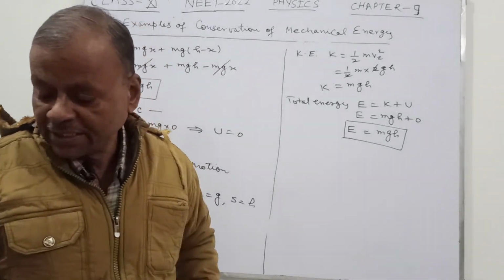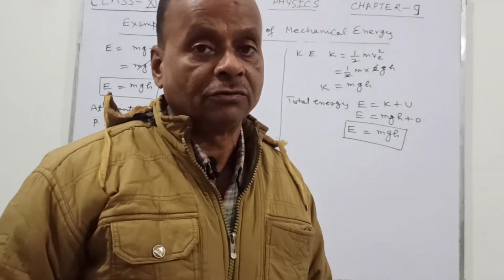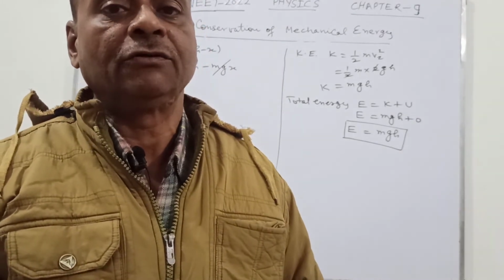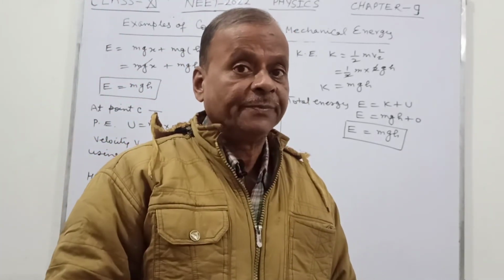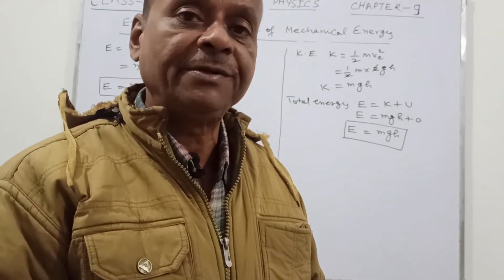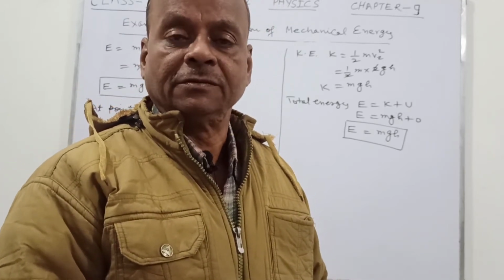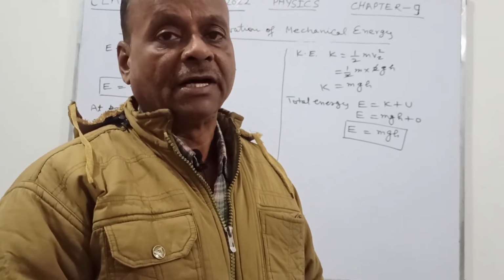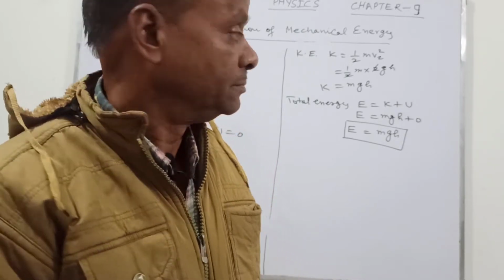This shows that at the point C, on the ground, the total energy is again equal to mgh. So this treatment shows that when the body falls freely under gravity, the mechanical energy is conserved, or the sum of kinetic energy and potential energy remains constant.